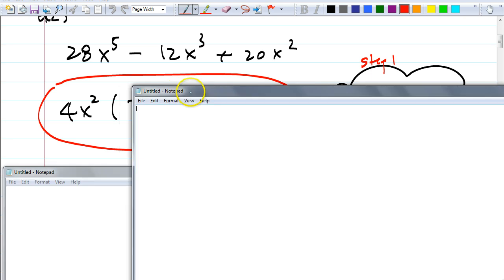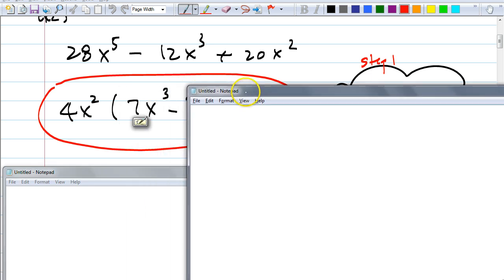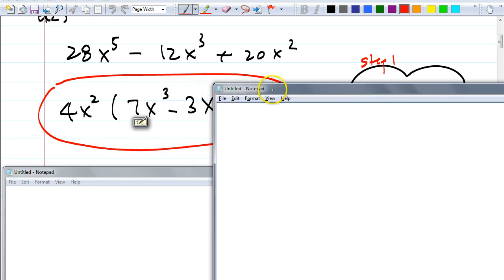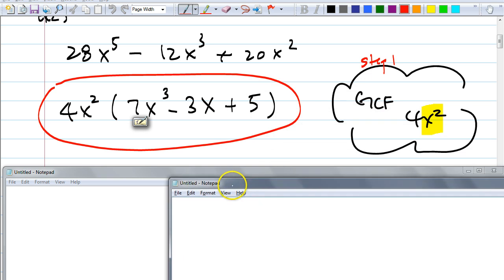7x cubed. Okay, 7x cubed. Good. Minus what? 3x. Good. Plus 5. Good. And is there a way to check? Yes. How do you check? Yeah, you multiply it back and you should get what you had before.